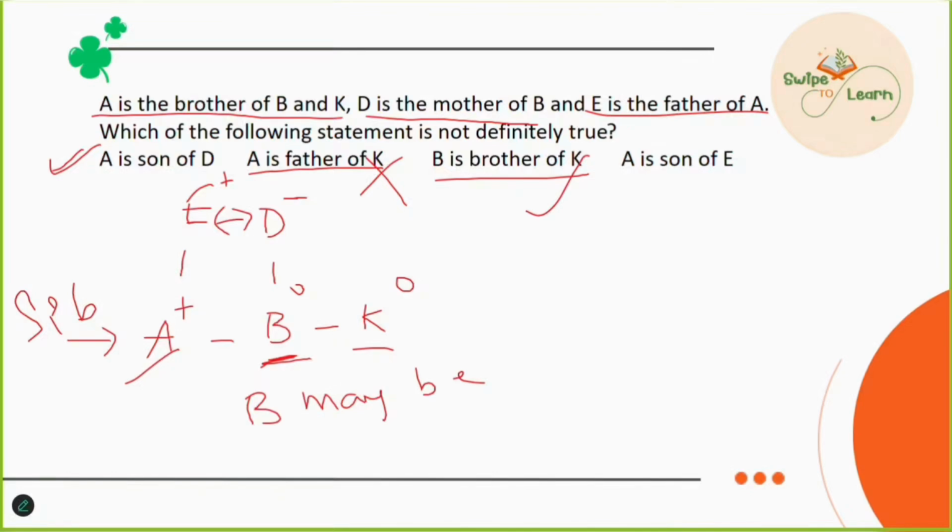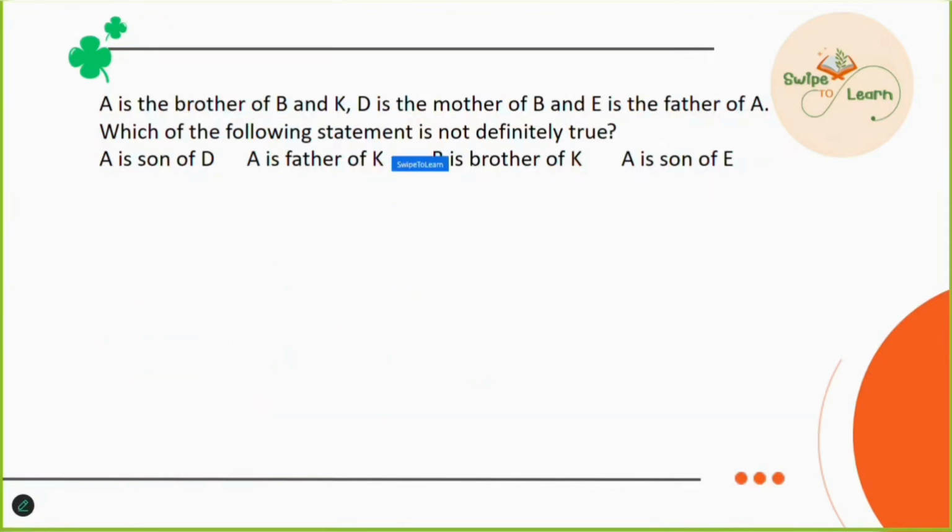Next one. A is son of E. E has a son A. That means this is also correct. So the wrong option would be A is father of K. That would be the wrong option. Next one.